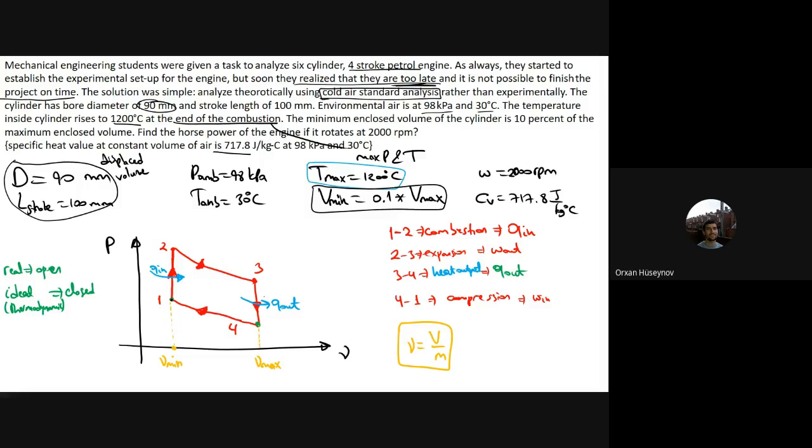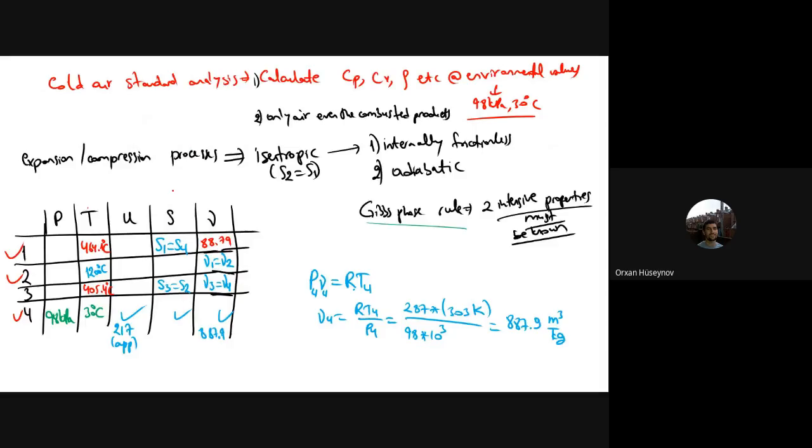Okay, so to find the power, you get the power from 2 and 3. Between this part, you have the work out, and from 1 to 4, you have the work input. First I should find the work output, and then I should find the work input, and net work output will give me the power. Okay, so let's solve it. So that work out will be between 2 and 3.